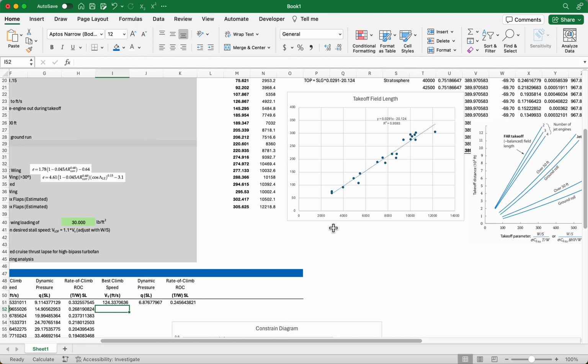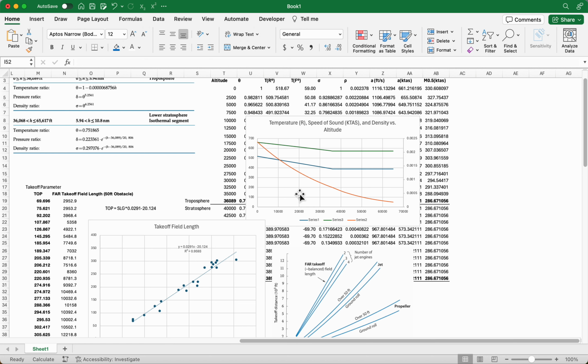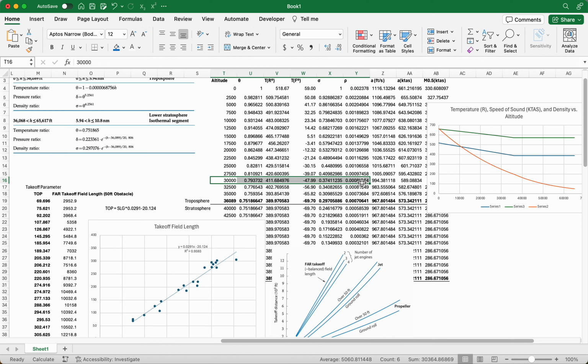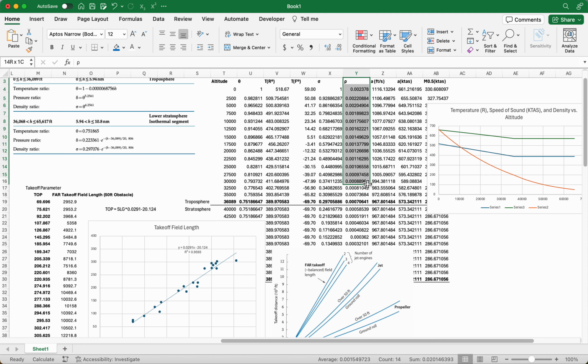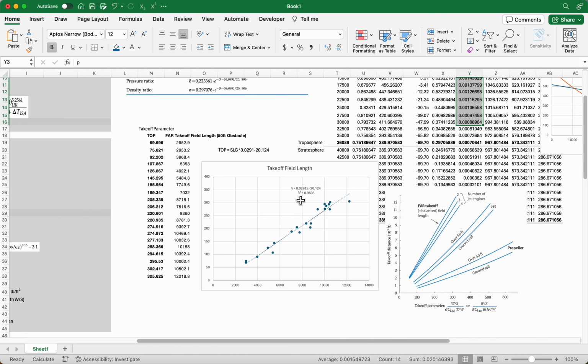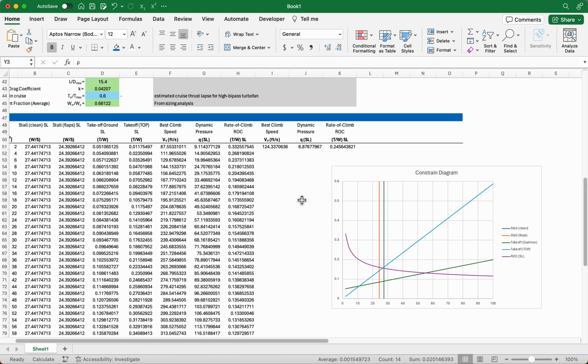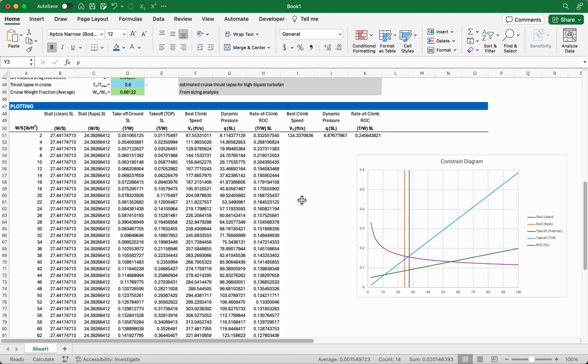So let me just double check for my own sanity. I'm going to move this out of the way. Y16 is right here, Y and 16, so that gives us our density of air at 30,000 feet. So this is now finding the same thing as before. What is the thrust to weight ratio based on a wing loading that we need to maintain 1,100 feet per minute climb rate at 30,000 feet altitude?